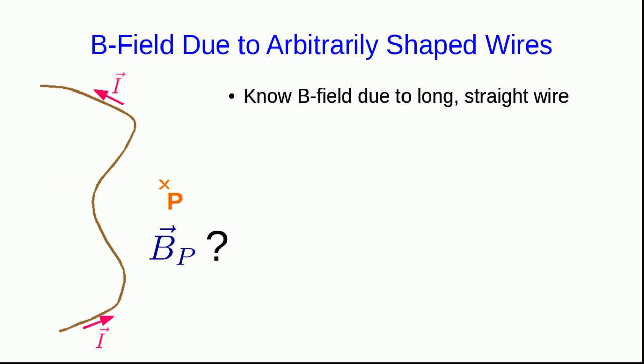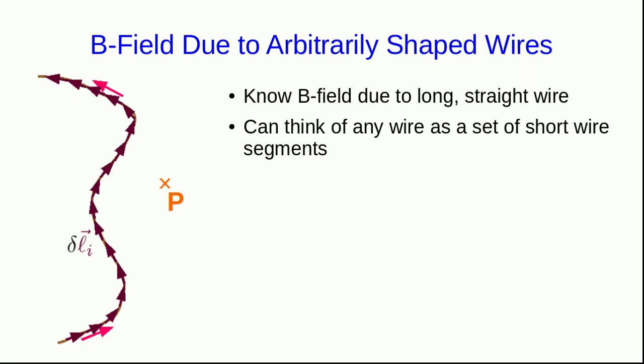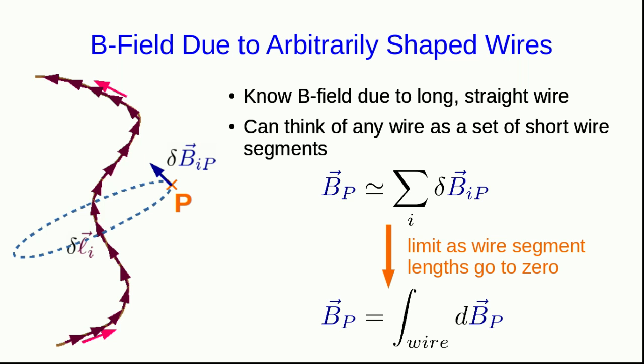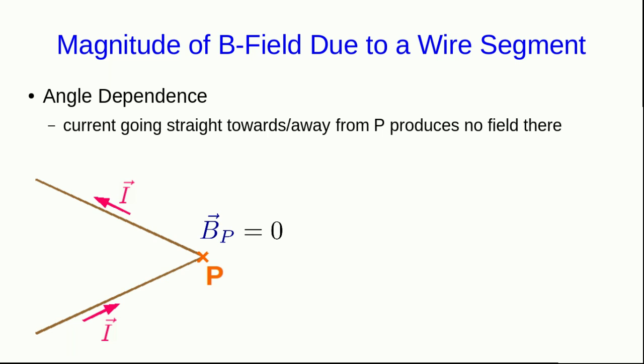Well, the approach we're going to take is going to be pretty familiar. We're going to break the wire into little bits. We can think of any wire as a set of short wire segments. Each segment will produce a B field at the location we're interested in, and then the total B field would just be the sum of all those, or more precisely, we have to take the limit as our wire segment lengths go to 0, which turns this into an integral. So since we're going to think of any wire as just a bunch of wire segments, what we need to know is the B field due to a single short wire segment.